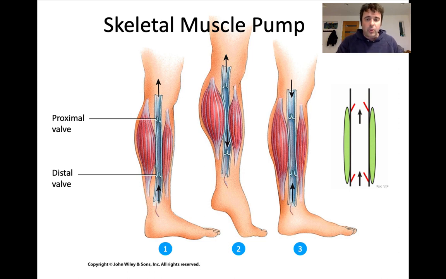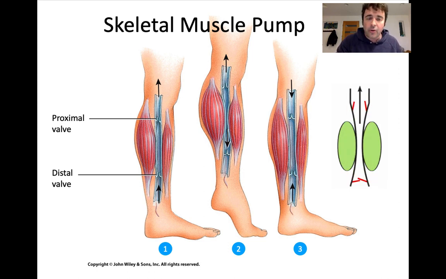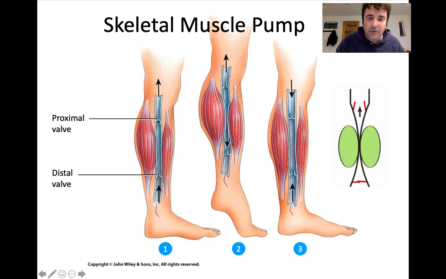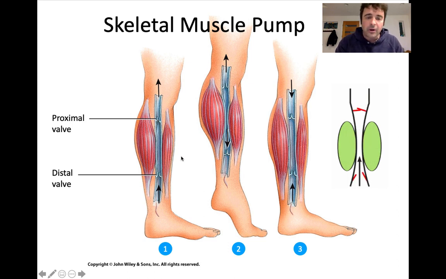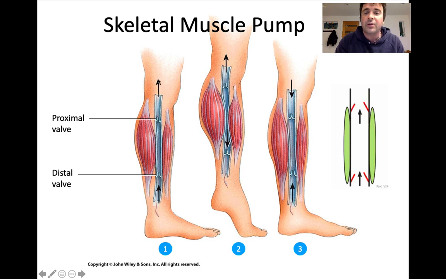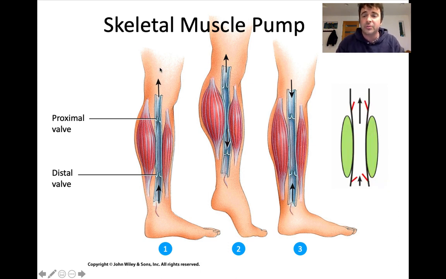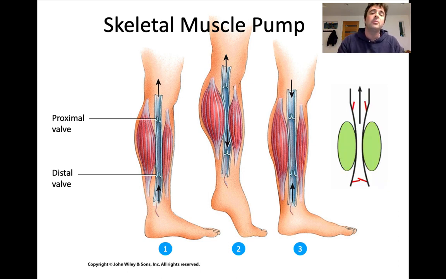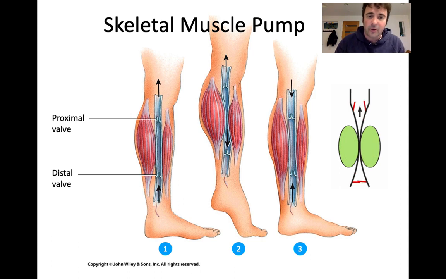The final thing we're going to talk about are veins. You know these are veins because they have valves. So capillaries drain into venules. Venules fuse to form larger vessels called veins. Veins are very low pressure systems. Veins are incredibly low pressure systems comparative to arteries.